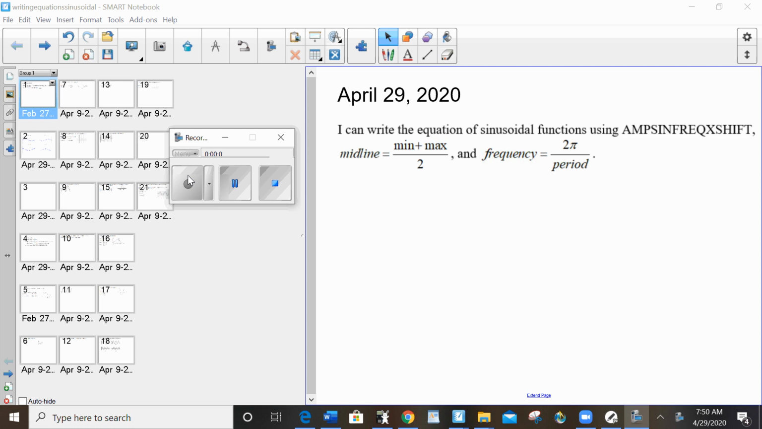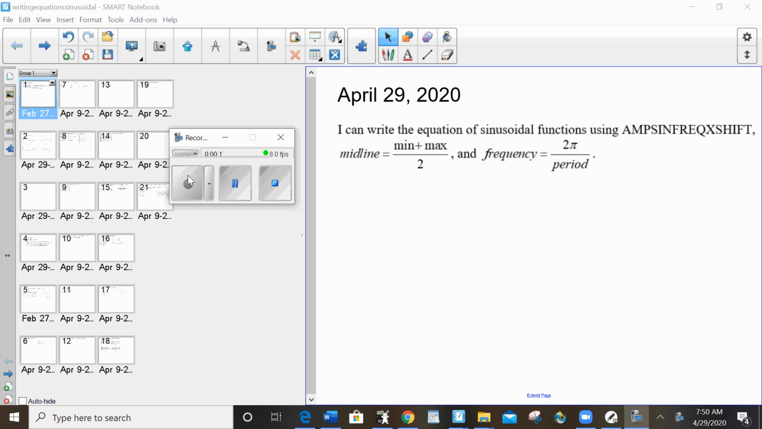Good morning. It is Wednesday, April 29th, and today we will write the equation of sinusoidal functions using amp sine freq x shift. Midline equals min plus max over 2, and frequency equals 2 pi over period.